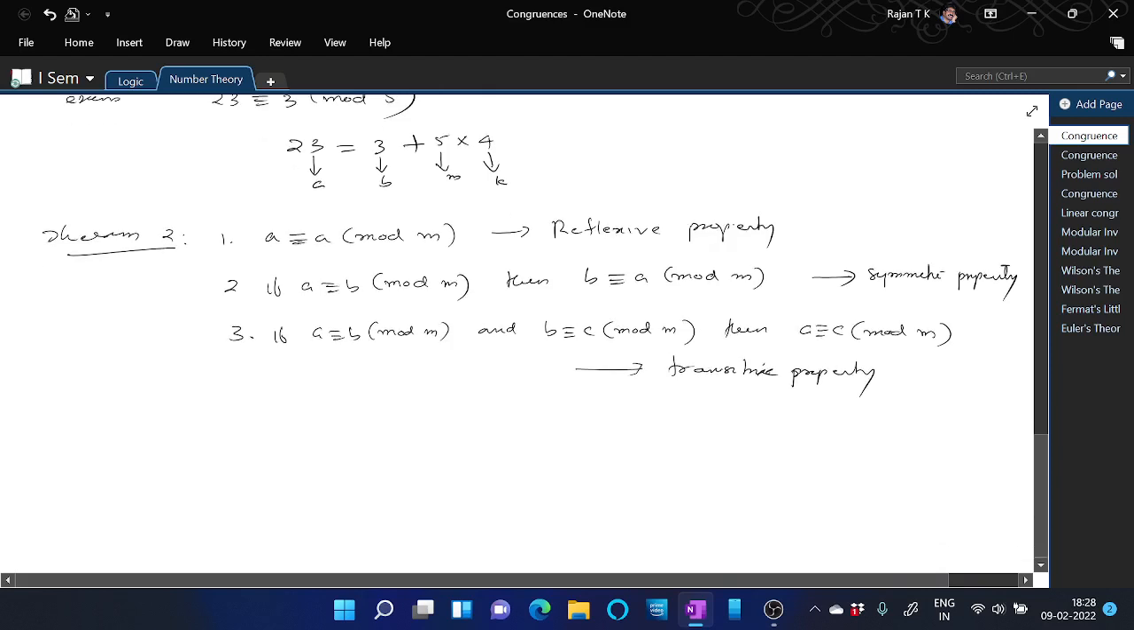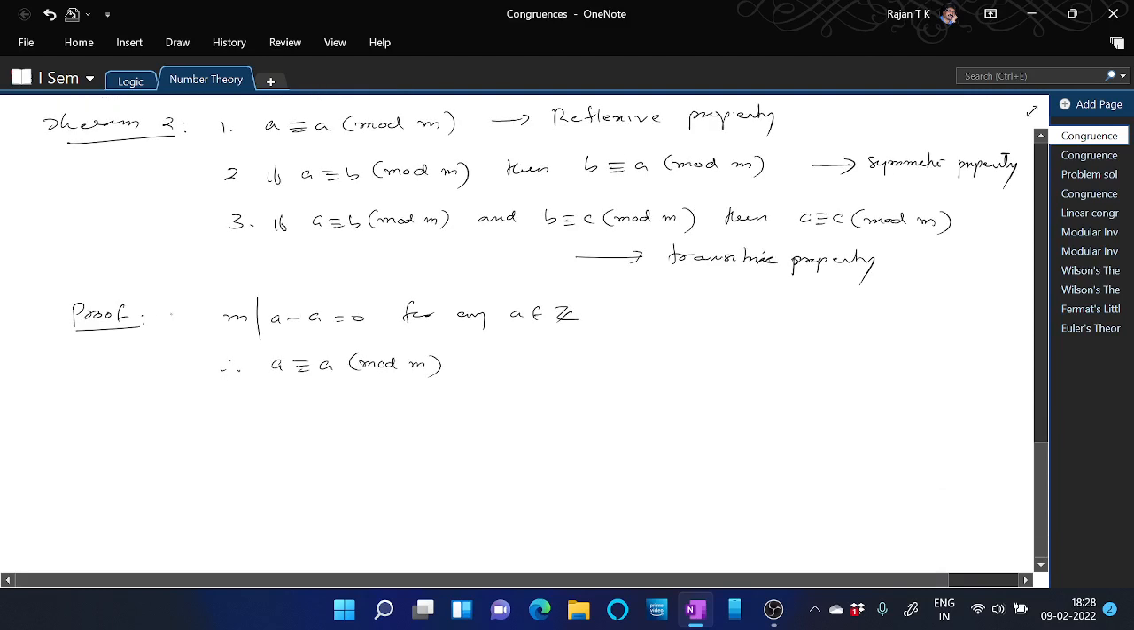Let us try to prove whether the congruence relation satisfies all these properties. We know m divides A minus A, which is 0, for any A in the set. And therefore, by the definition, A is congruent to A mod m. Thus, it satisfies the reflexive property.